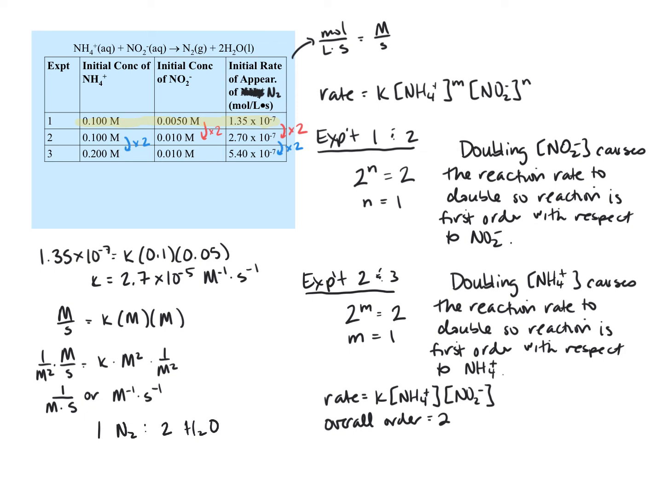So the rate of appearance for N2 would be 1.35 times 10 to the negative 7th molarity per second. That means for H2O, you have to double it, which gives you 2.70 times 10 to the negative 7th molarity per second. Okay, so that fully answers problem number 1 in your notes. So let's go ahead and move further.